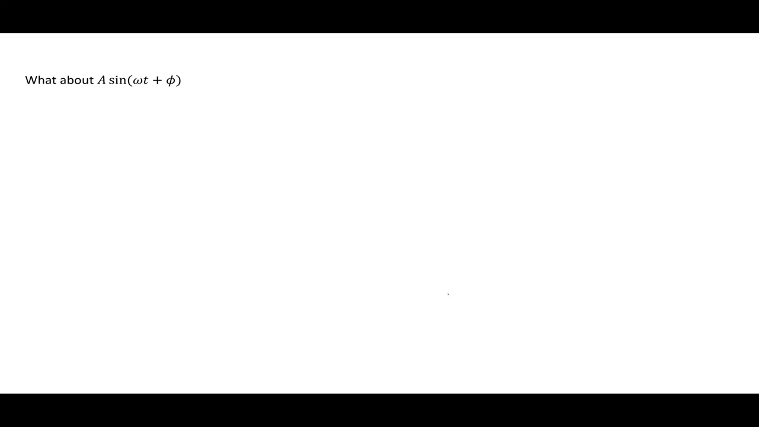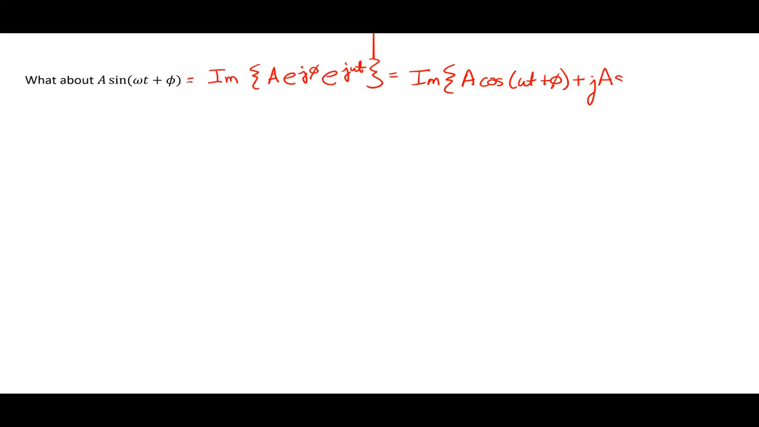too hard to do. The thing I know about a sine omega t is that it is the imaginary part of a e to the j phi e to the j omega t. Or if I expand that out, I know that's the imaginary part of a cosine omega t plus phi plus j times a sine omega t plus phi, like that.